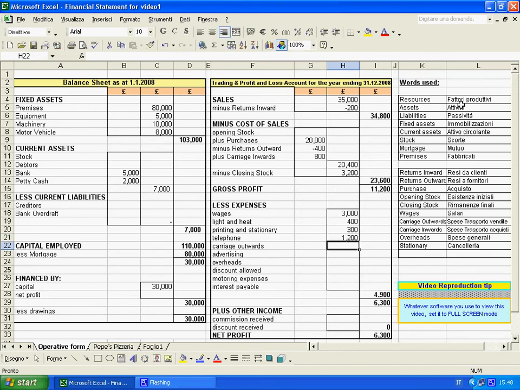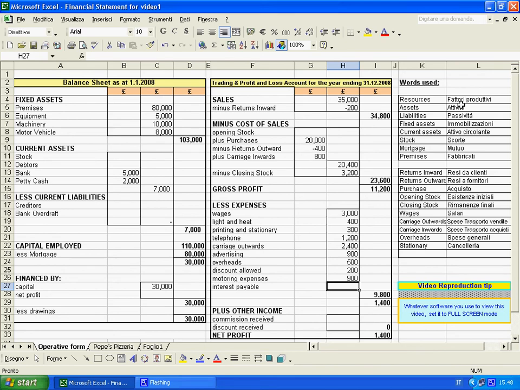We have £1,200 for telephone. Carriage outwards are 2,400. Advertising, £900. Overheads, that is general expenses, are £500. Discount allowed, 200. Motoring expenses, £900.